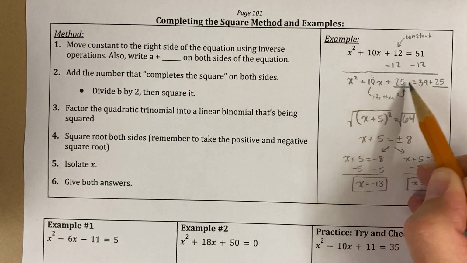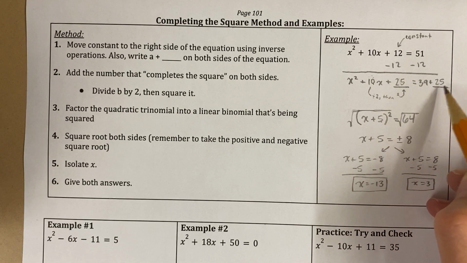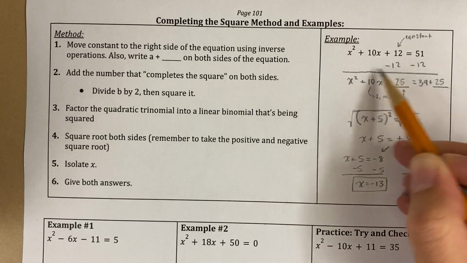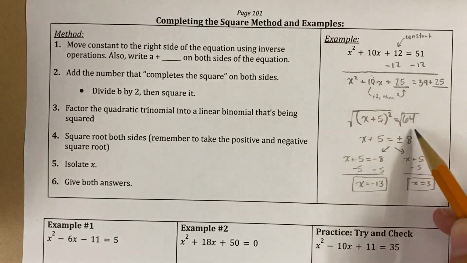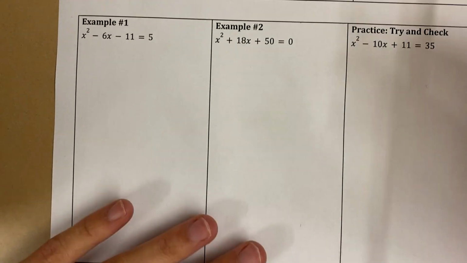So I'm adding 25. Now notice, if I add 25 to this side, I have to add 25 to this side. So then I go ahead, I just do the math over here, right? 39 plus 25 is 64, and I factor on this side, and that's what gets me to this point where it's familiar to me. Okay, so I'm going to show you 2 examples, but I want you to see the purpose of the method. All right, here we go.